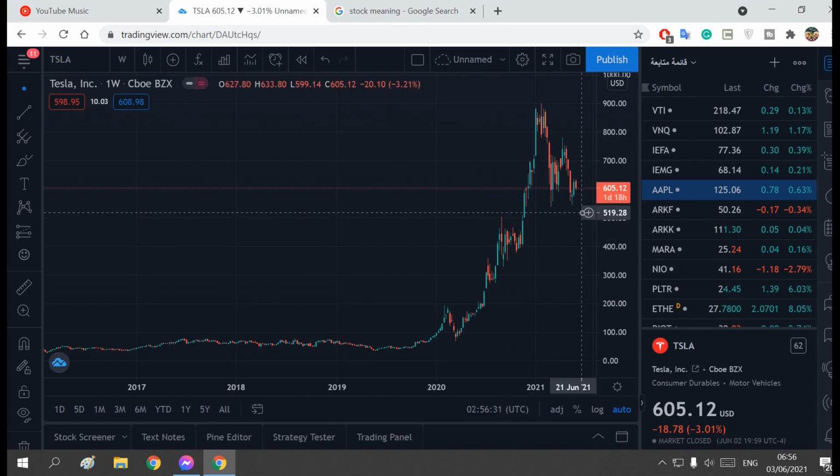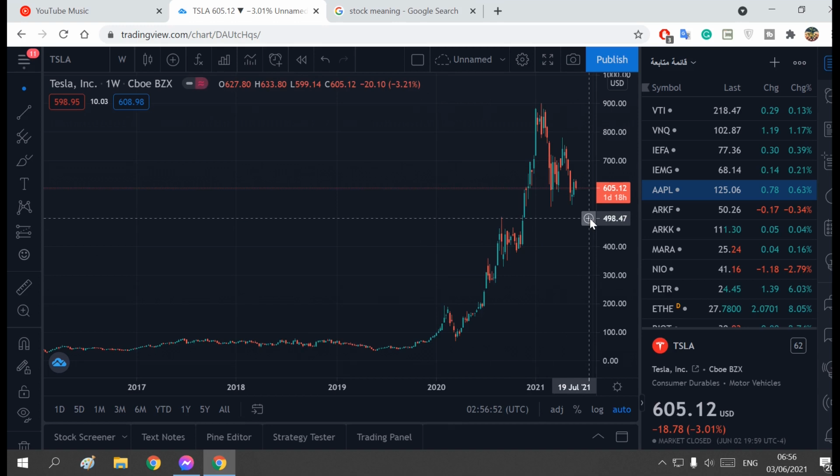and now it's correcting itself. It's down to 600. So imagine if it just went back to its top, you're going to get $300 profit if you have one stock.